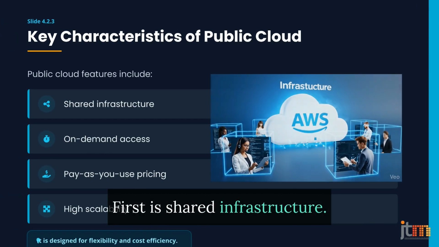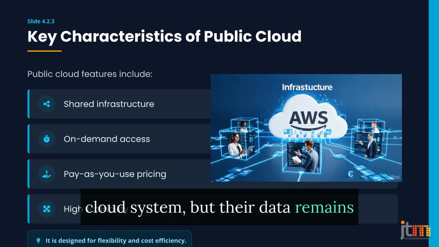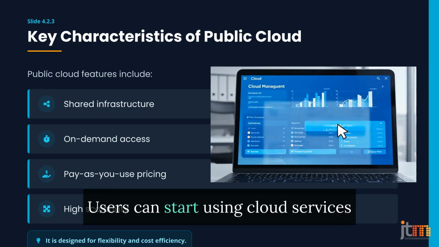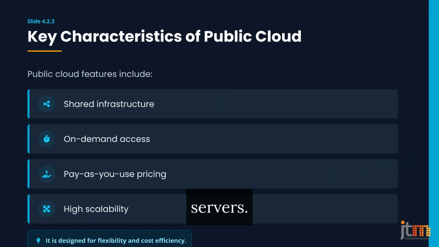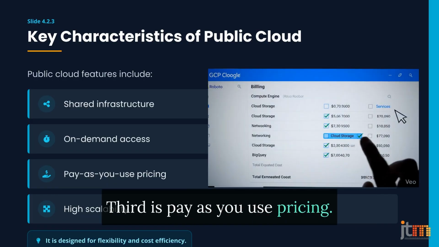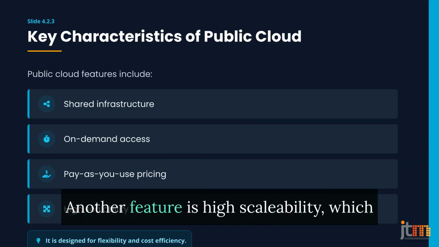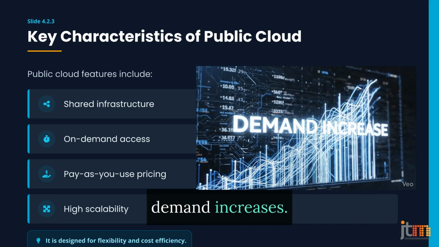First is shared infrastructure. This means many users use the same cloud system, but their data remains separate and secure. Second is on-demand access. Users can start using cloud services anytime, without waiting to buy or install servers. Third is pay-as-you-use pricing. Organizations only pay for the resources they actually use. Another feature is high scalability, which means the system can easily grow when demand increases.